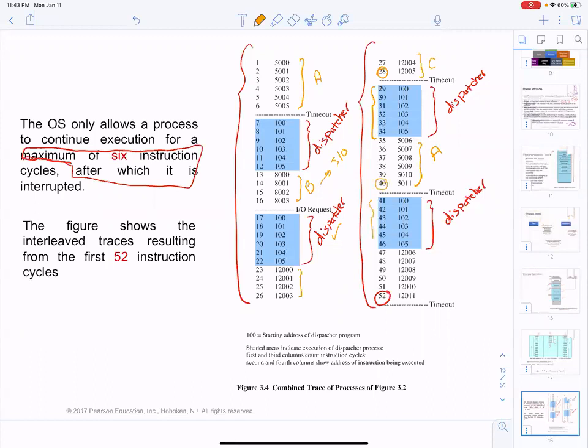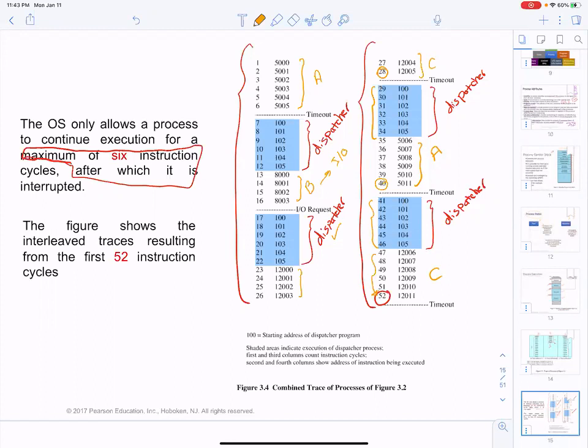We have another 6 instructions for the dispatcher. And then finally, we end up with the code for process C. So now we complete process C. And after that, processes A and C are completed, and process B is still in a waiting state.